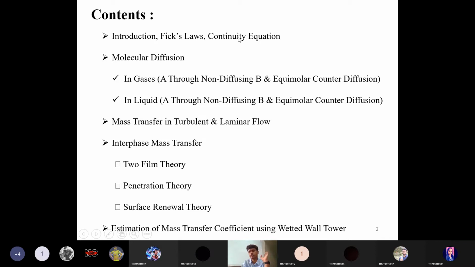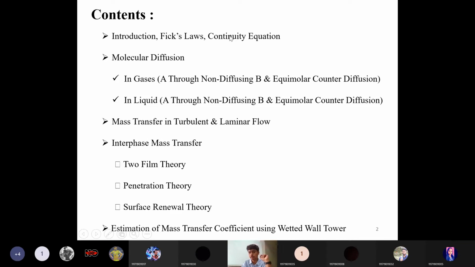The next is the continuity equation. During the derivation of Fick's second law, we will observe some continuity equation. You might have seen in fluid mechanics, m dot is equal to rho into u into S, where rho is density, u is velocity, and S is cross-sectional area. Similarly here, that is m dot equal to rho u S in one dimension. Here, using all three spatial coordinates, we will derive the continuity equation.